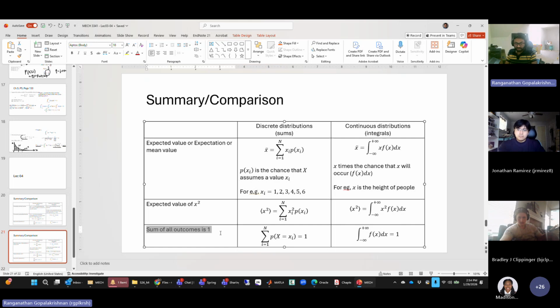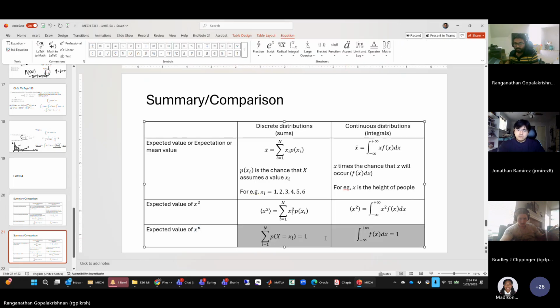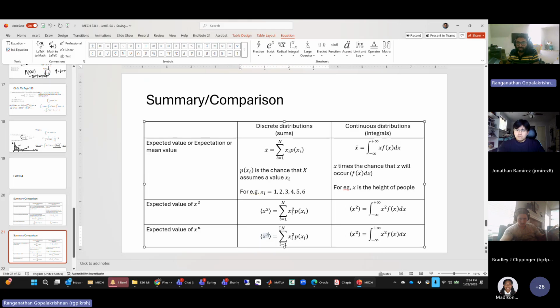So if I were to quickly generalize this, what is the expected value of x power n, where n is any positive number? I would, if I want the expected value of x power n, that would be the sum of xi power n times p of x, or on the continuous side, the integral of x power n f of x dx. With me? Are you able to generalize? Yes, no?